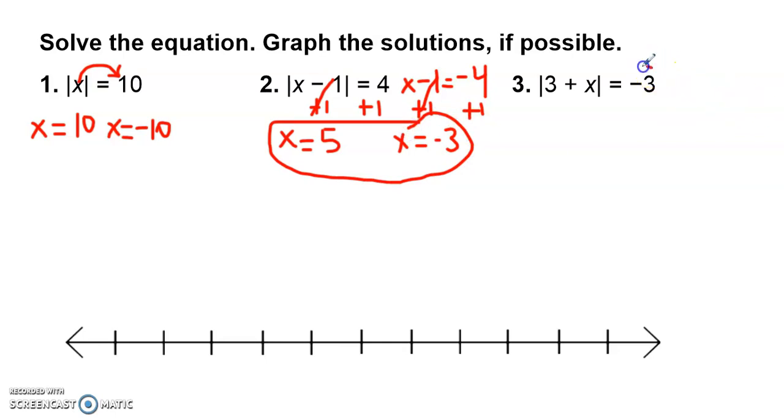And remember, if we have a negative on this side, and we just have the absolute value over here, then we have no solution.